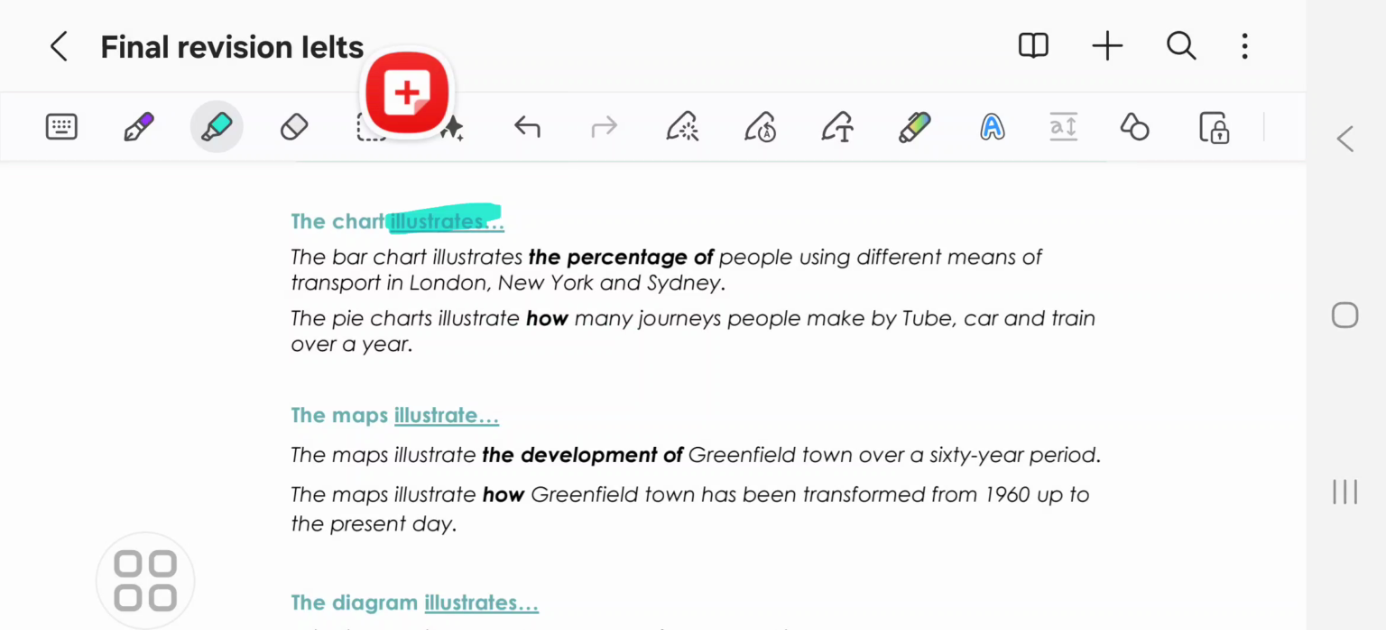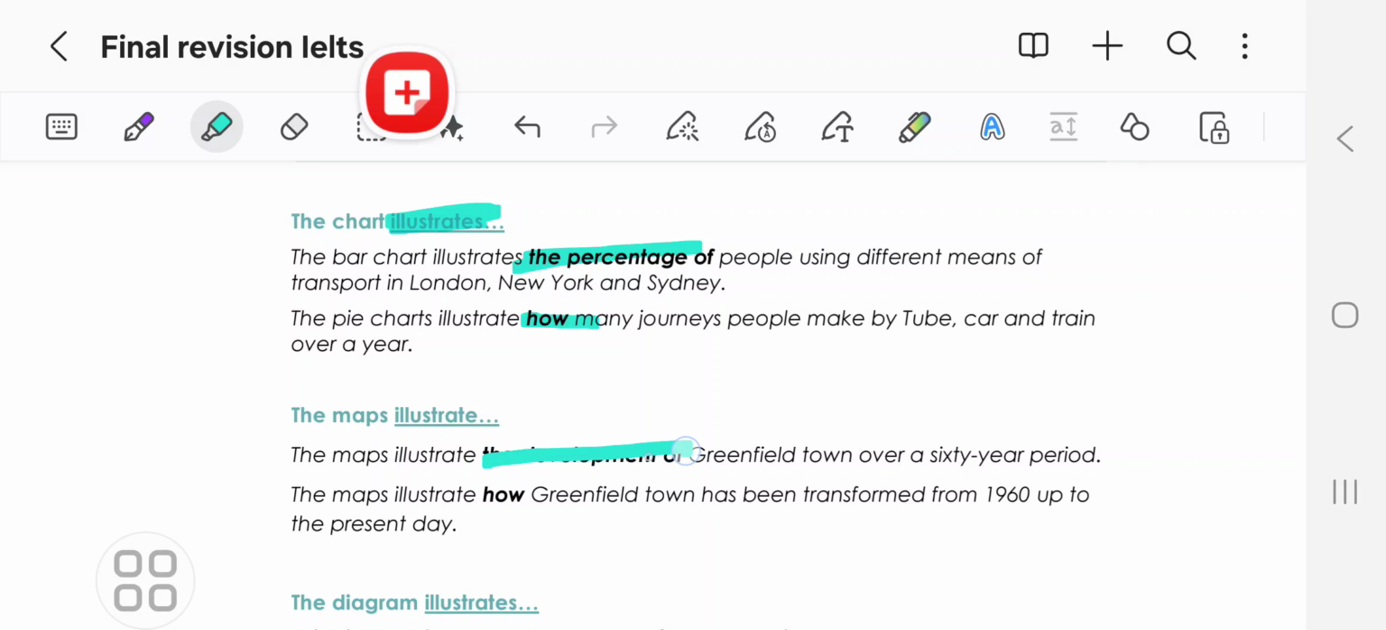Okay, you understand? Yes. Okay, so now the chart illustrates the percentage of the people using different means of transport in London and Sydney. The pie chart illustrates how many journeys people have made by tube, car, train this year. Okay, illustrate how many these things are. So the percentage of the people. So this particular word, the percentage, how many people.